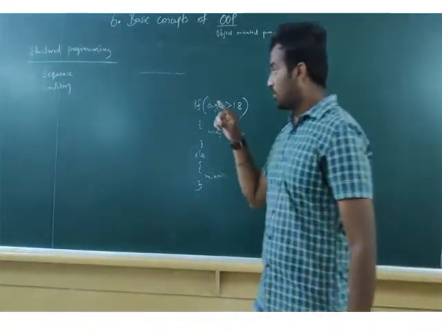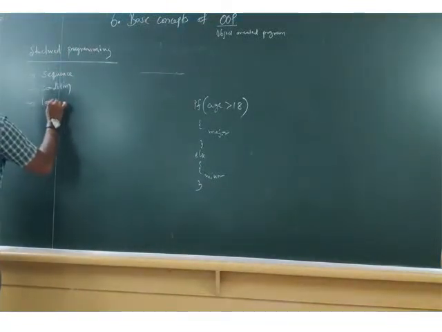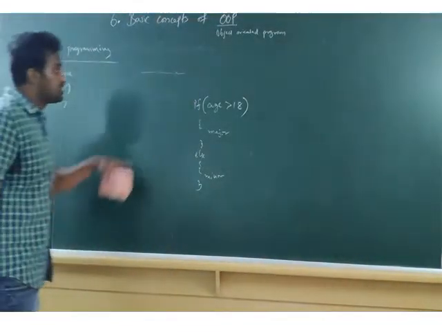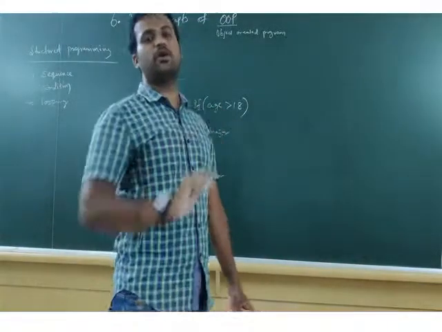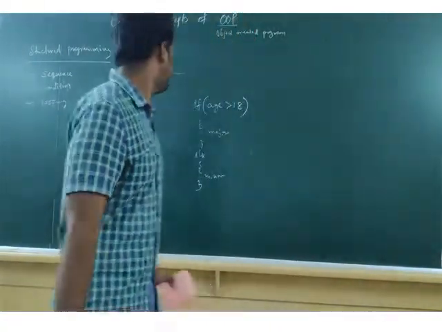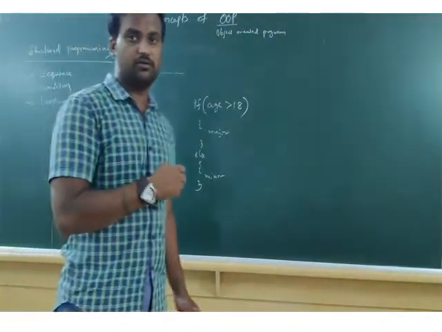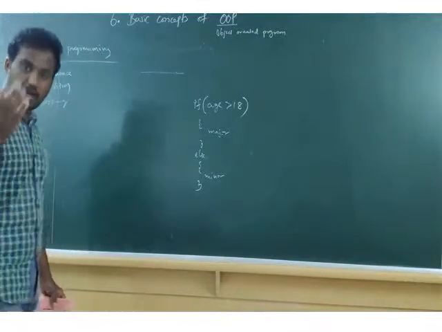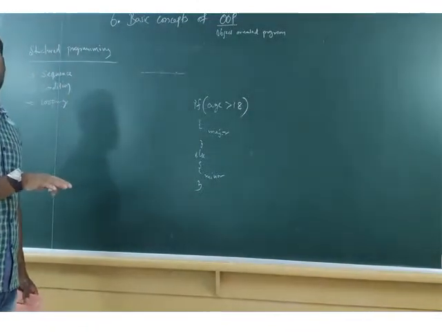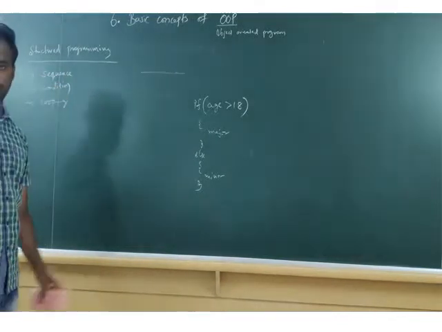Now the third one is looping. Looping means the same condition, how many times you want to execute. That is called looping. So procedural oriented programming, I have already told you, has 3 points. Then again in that comes structured programming. Again it has 3 points. The 3 points are sequence, condition, loop. Okay?